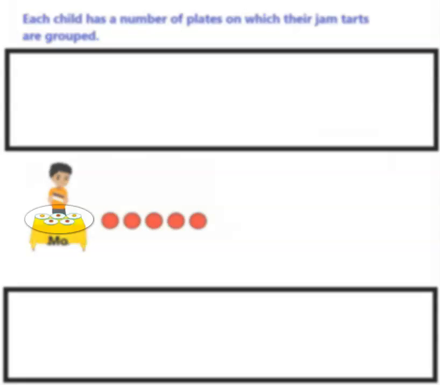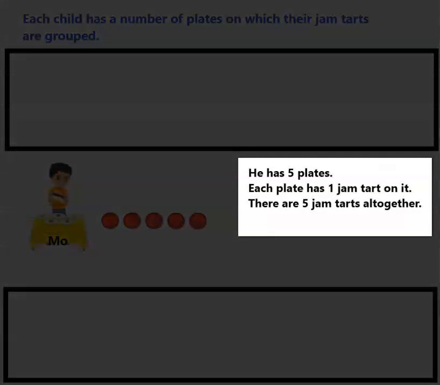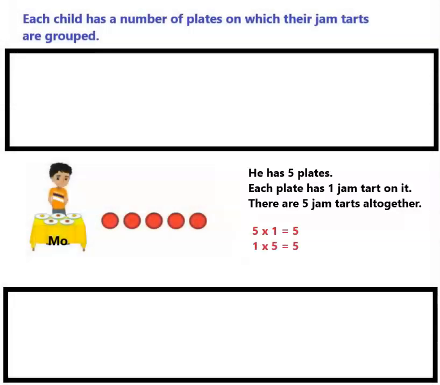Now let's move on to Mo. What sentences can we say about that picture? We can say he has 5 plates. Each plate has 1 jam tart on it, so there are 5 jam tarts altogether. Let's have a think about how we would write that as a multiplication equation. Again, notice the idea of commutativity in multiplication. We can write 5 times 1 equals 5, or 1 times 5 equals 5. The equations are the same.